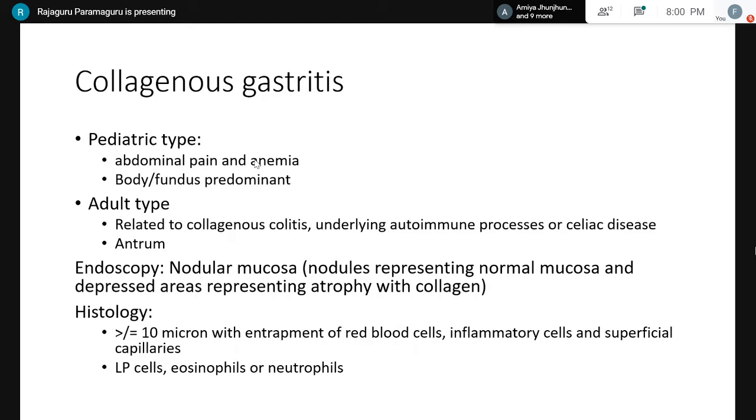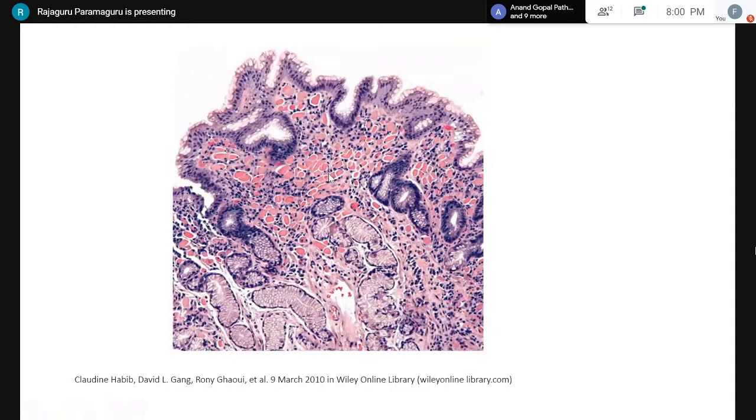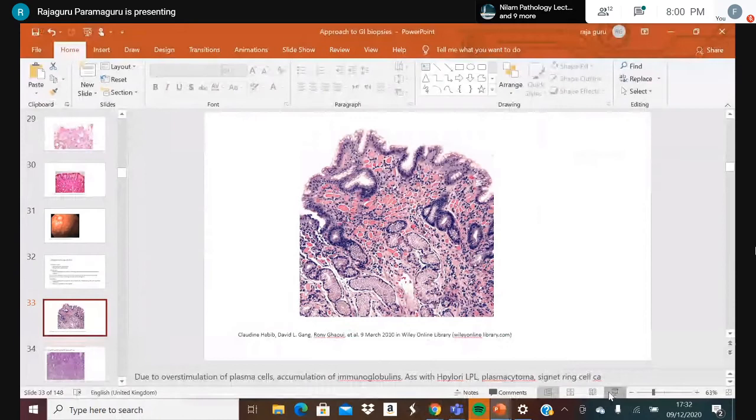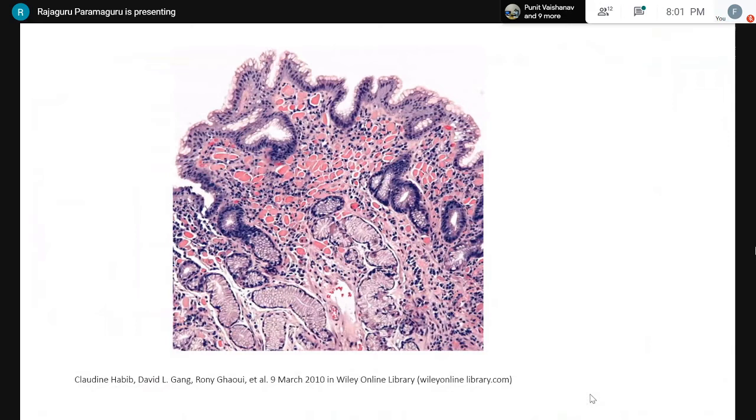This is another histological image. I just wanted to show, will anyone be able to comment on this? Let's wait for the comment. Yeah, now it is full screen here. Okay. Now there are no comments yet. So no comments. Okay.